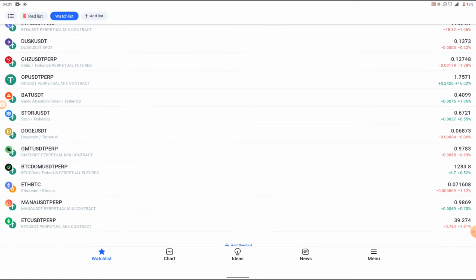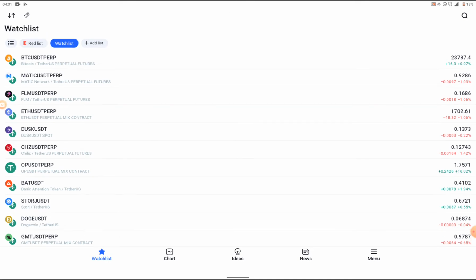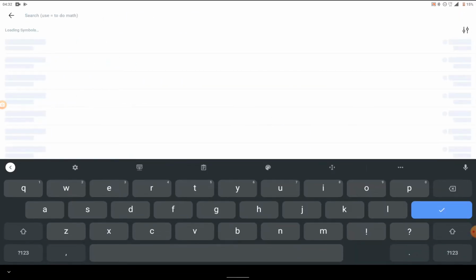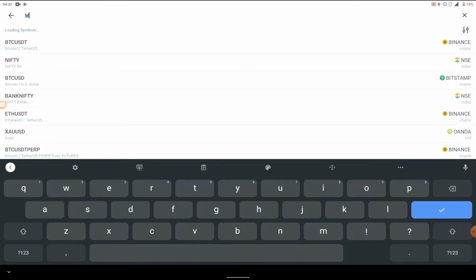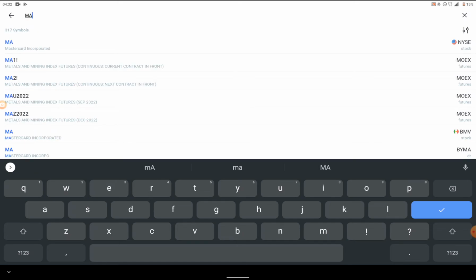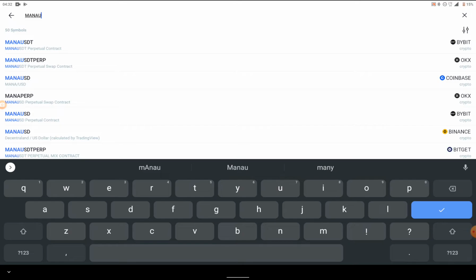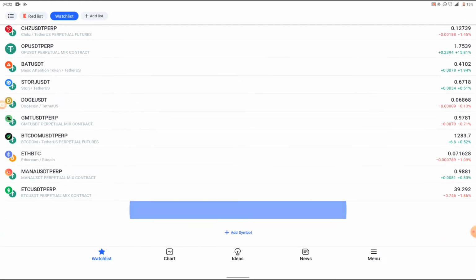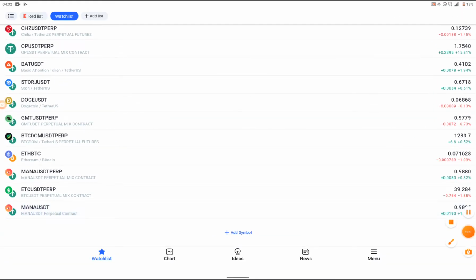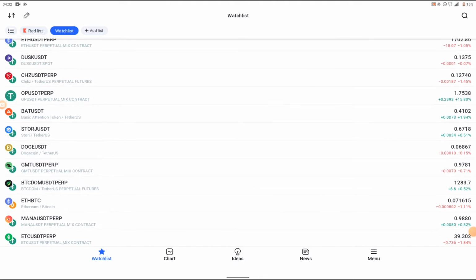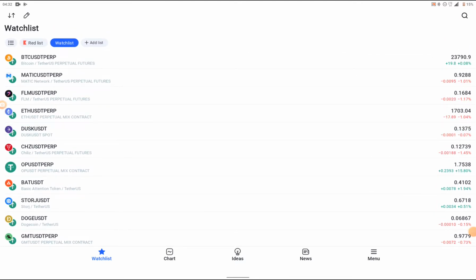So in this TradingView, you can add new pairs to this list. These are pairs that we can trade. You can add by searching for any pair you want to add, and you can add it to the bottom of the screen. So we analyze BTC USDT.